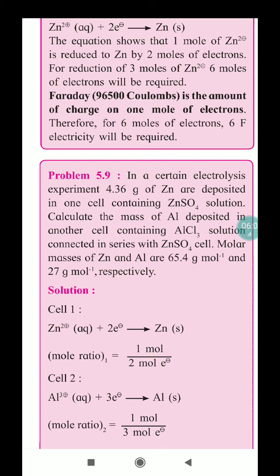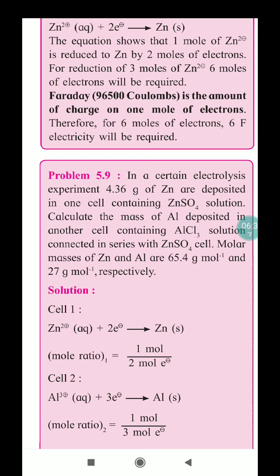Here students, there are two cells connected in series, meaning the same quantity of electricity passes through them. So for this condition we have W1 divided by mole ratio 1 multiplied by M1 is equal to W2 divided by mole ratio 2 multiplied by M2. Values of M1 and M2 are given, value of W1 is given, and mole ratio can be calculated from the stoichiometric equation of Zn and Al.